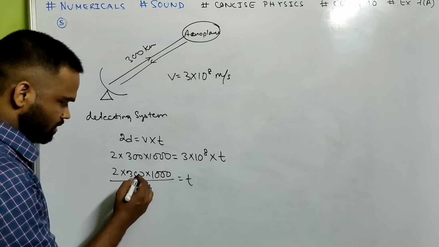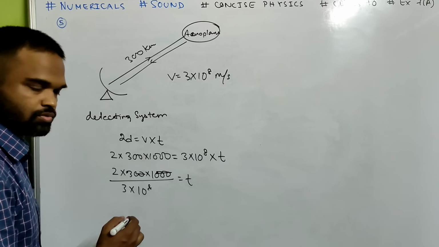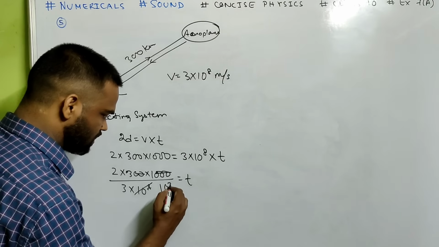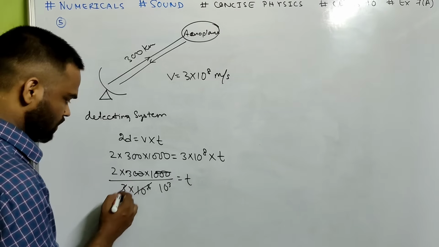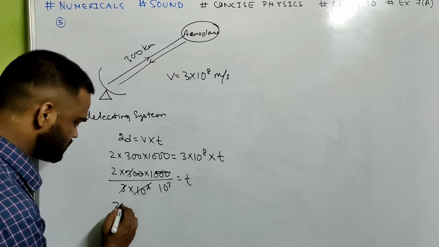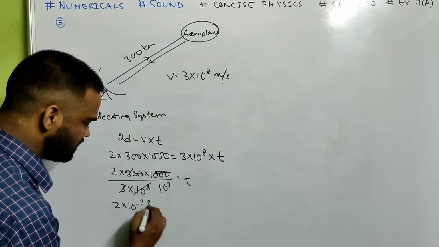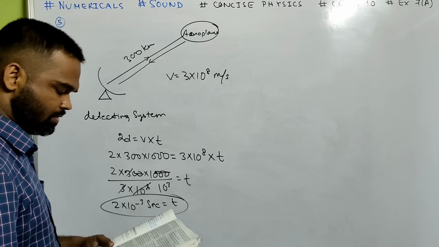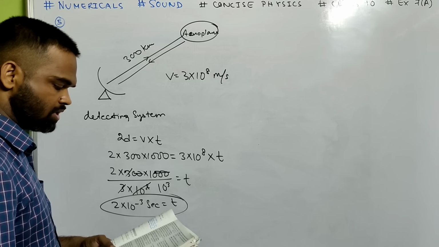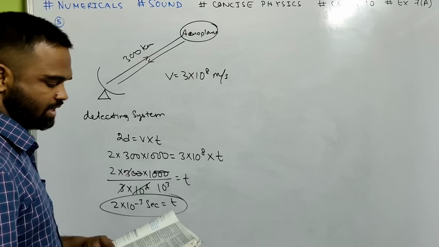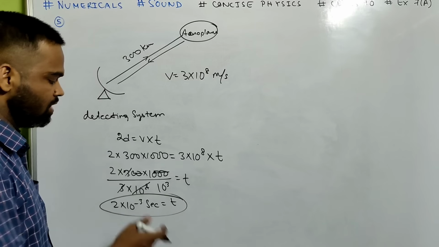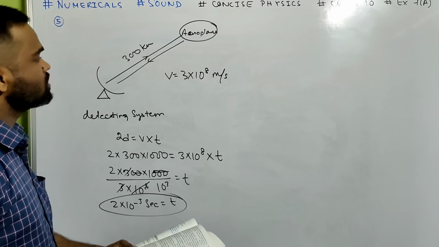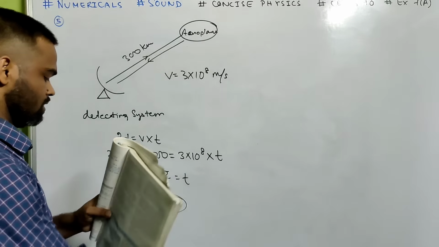Now look carefully. This is 2 with 5 zeros over 10 to the power 8. 5 zeros go away, so 10 to the power 3 will be left. 3 cancels out. So 2 by 1000, which is 2 into 10 to the power minus 3 second. This much time it will take. Yeah. After how much time is the signal received? After this much time. Okay, this was number 5.